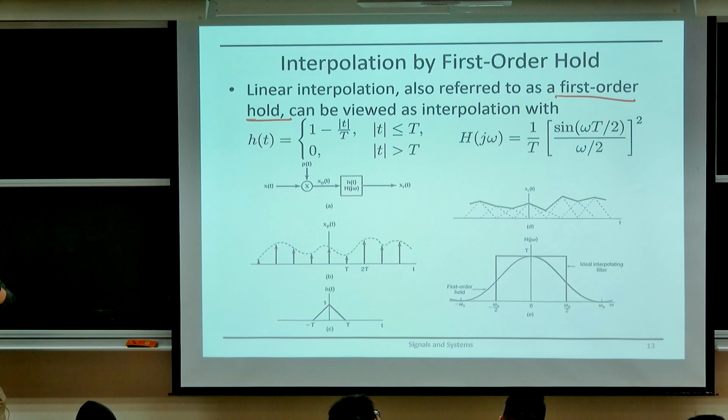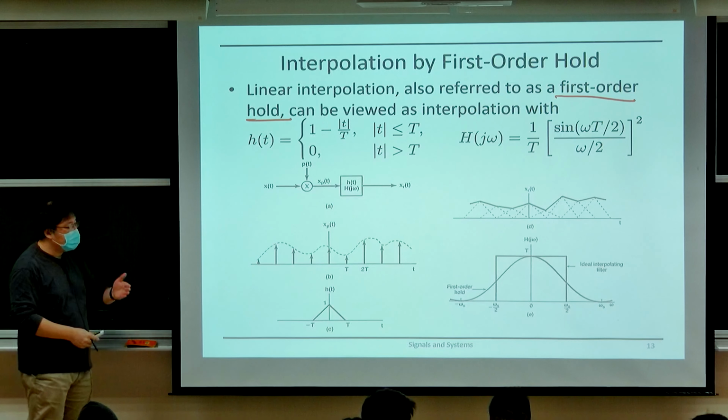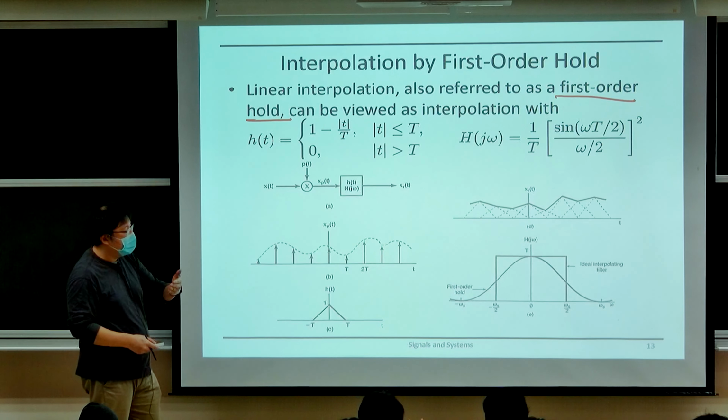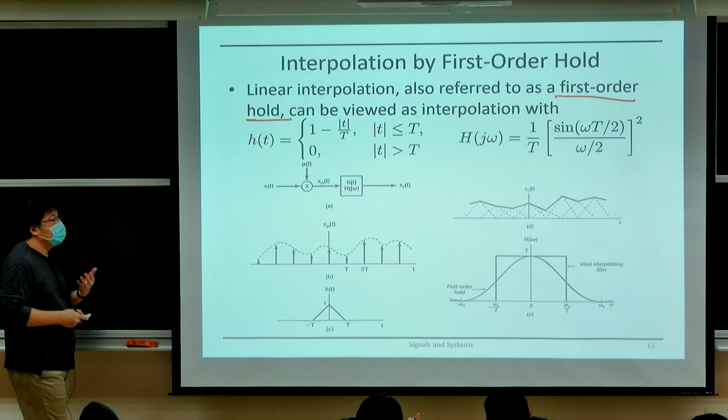All of this discussion is conditioned on the fact that the sampling theorem is satisfied. You are sampling at a frequency that is greater than twice the bandwidth of your signal. So all of this is possible only if your sampling frequency, omega s, is greater than twice the bandwidth, omega m.